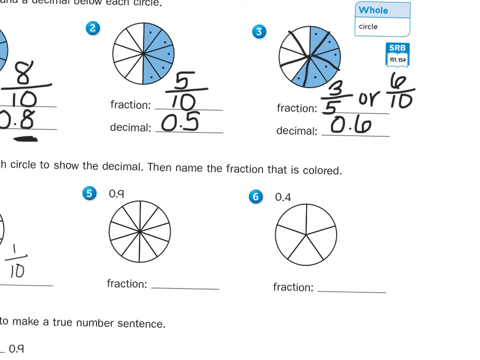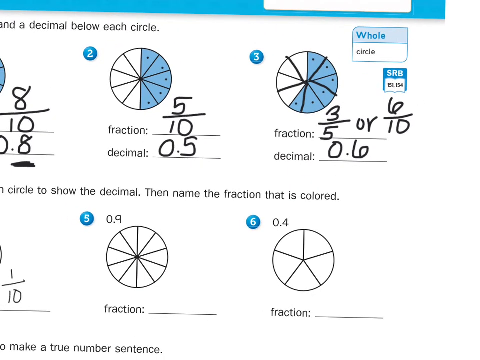So color in 9/10, and then here you're coloring 4/10. The second one, 4/10. Just like this one, it's actually split into fifths, but you can imagine it as tenths. So pause the video, try those, and then play the video back when you're ready to see how you did.